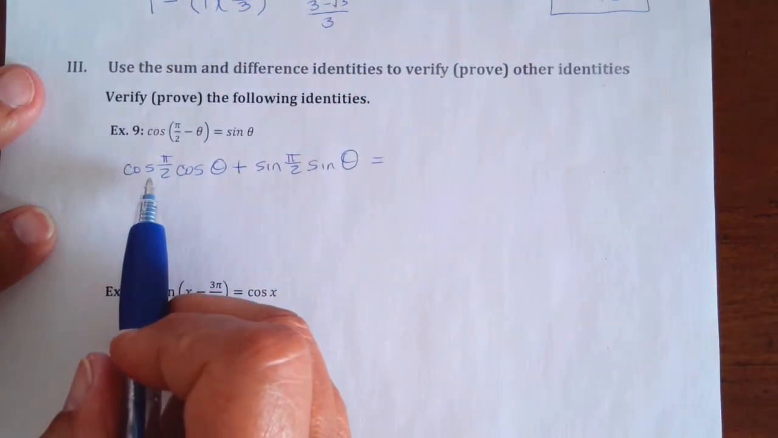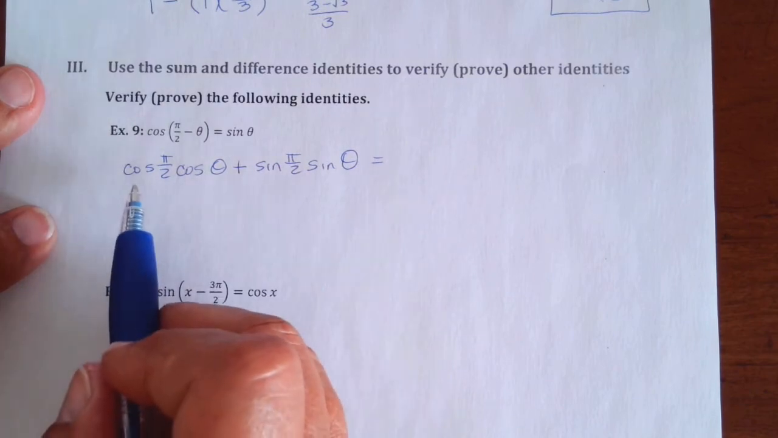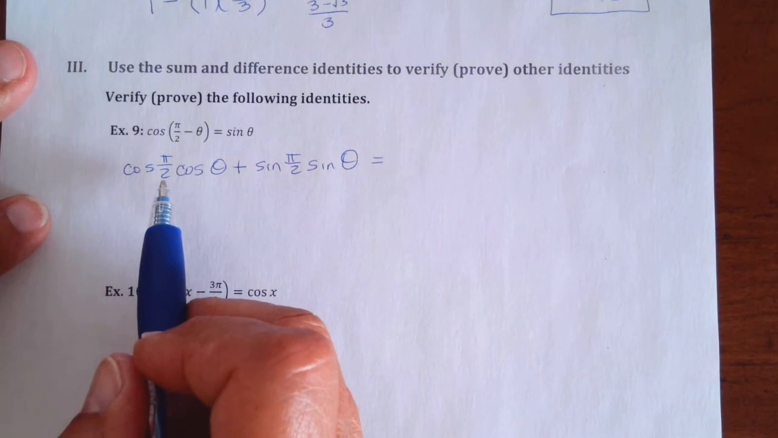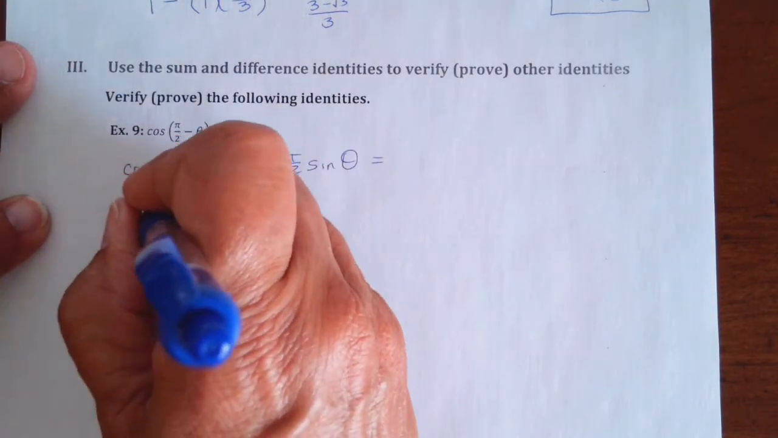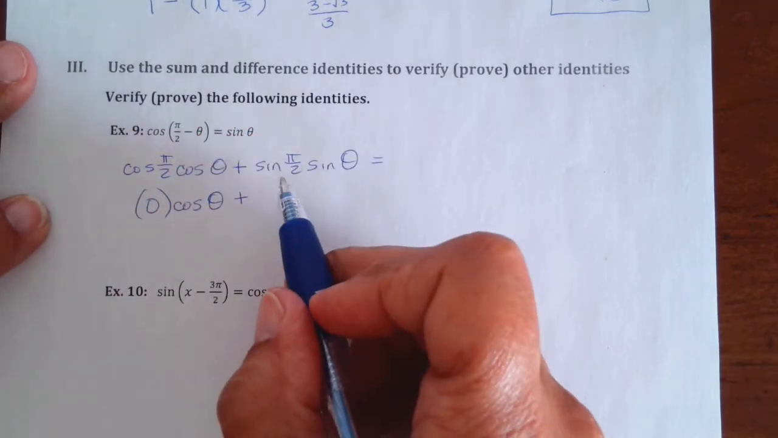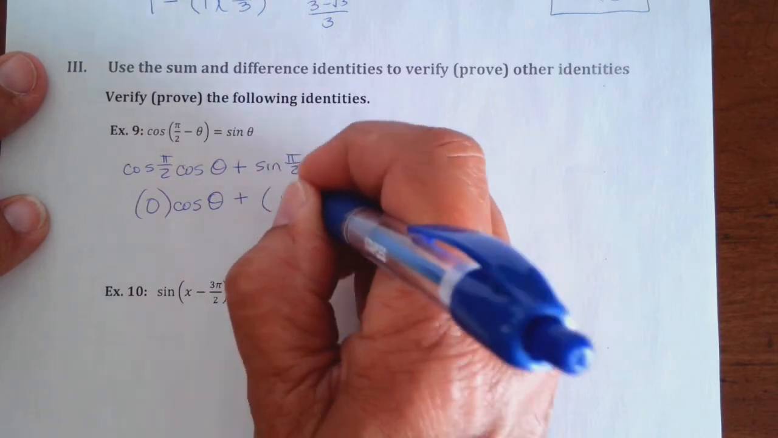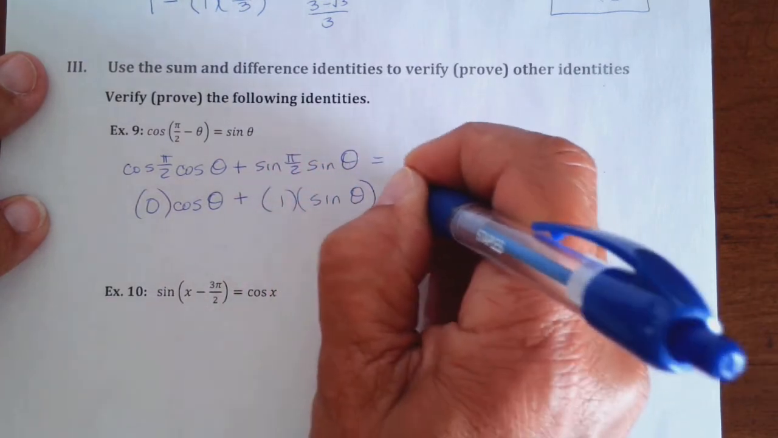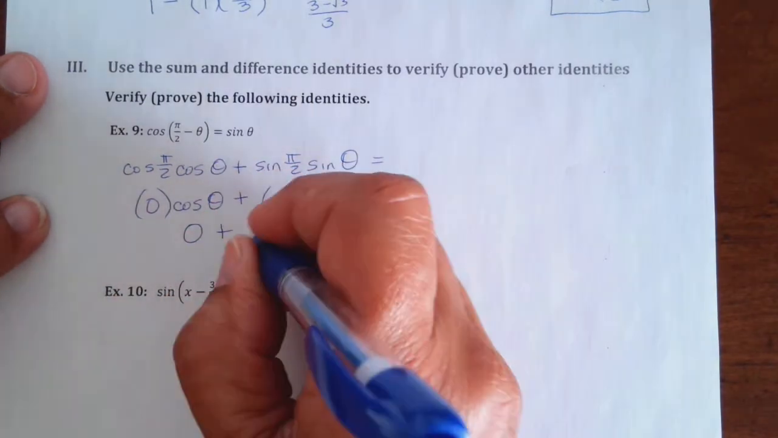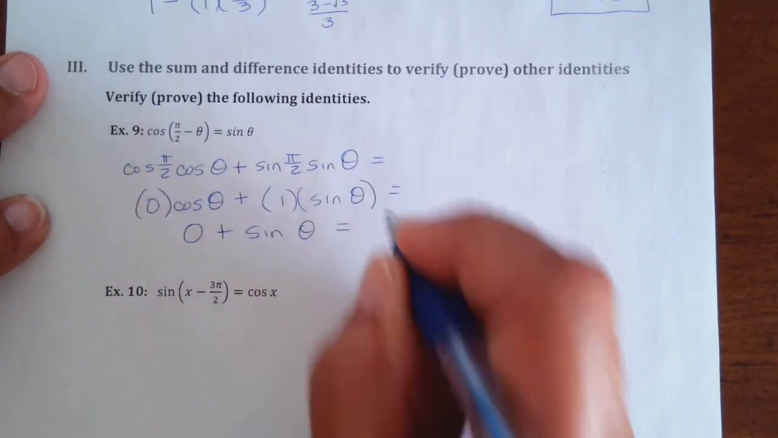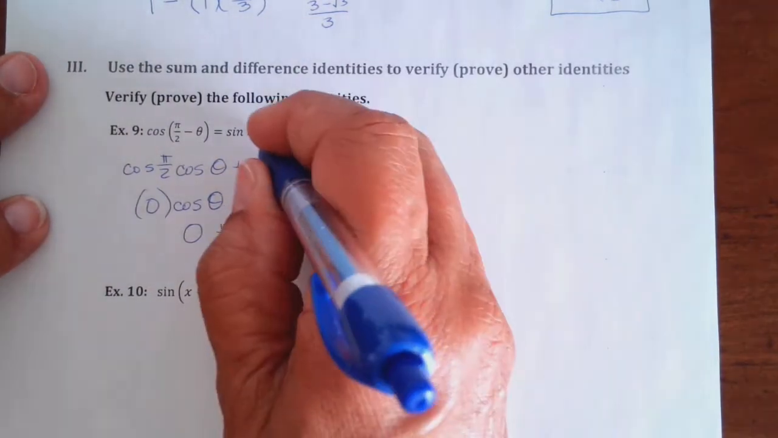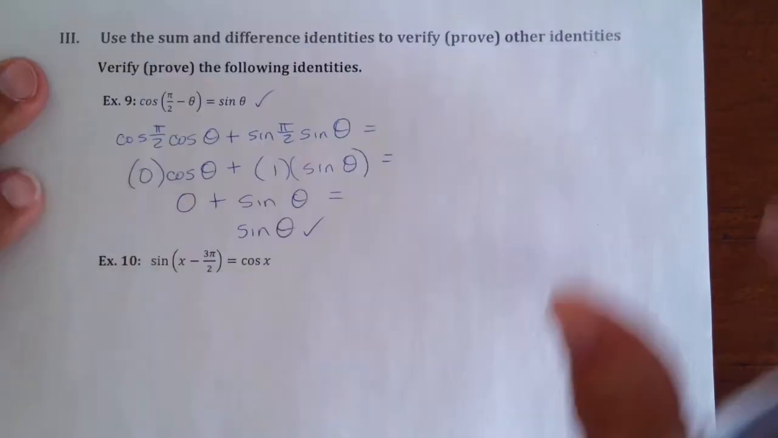All right, so these numbers, pi over 2, are on the unit circle. So what is the cosine of pi over 2? Remember, pi over 2 is up at 90 degrees. Cosine is 0. I don't know the cosine of theta, so that's just going to stay. The sine of pi over 2, that's the y value up there, which is 1. That's the sine of theta. Well, 0 times anything is 0. 1 times the sine of theta is the sine of theta. And 0 plus the sine of theta is the sine of theta. So that's what we were trying to prove, and we got it.